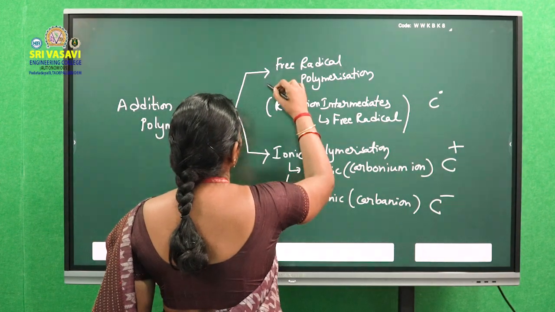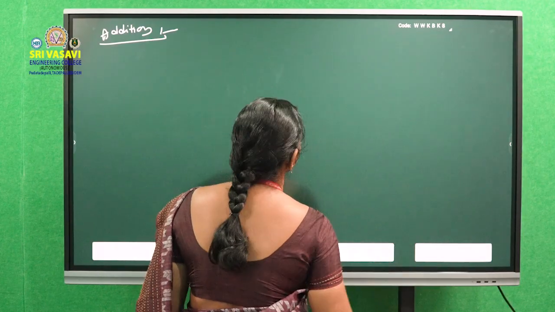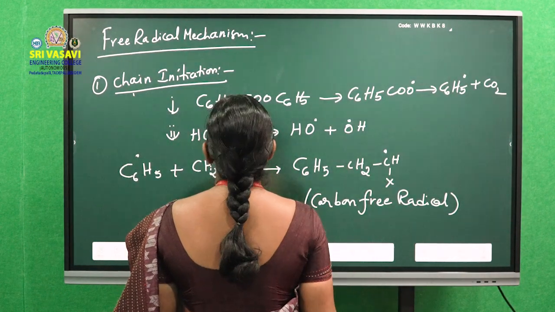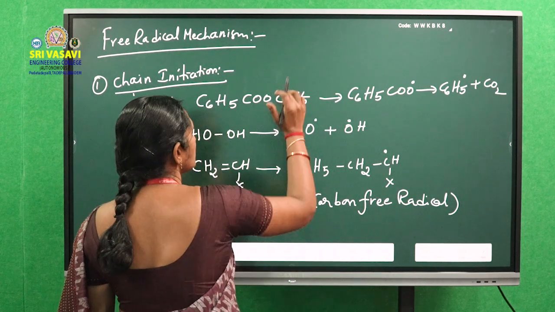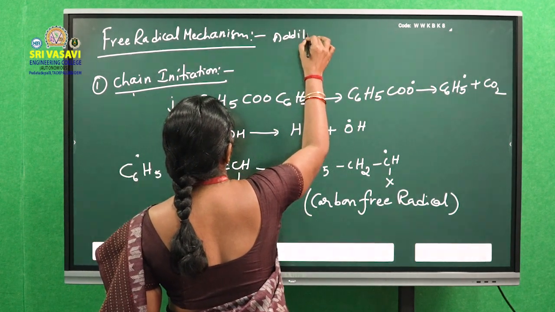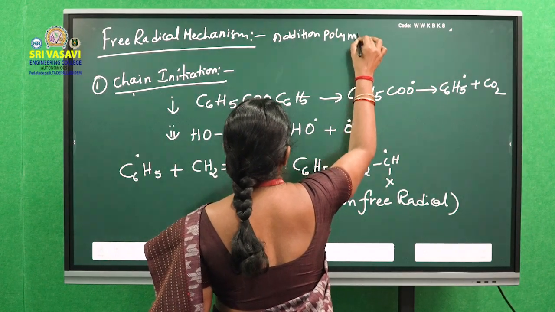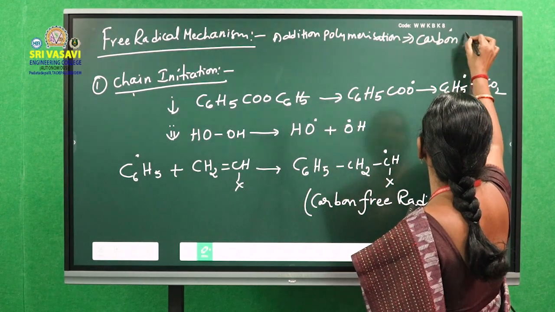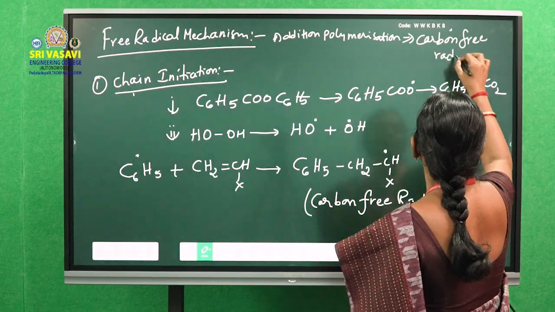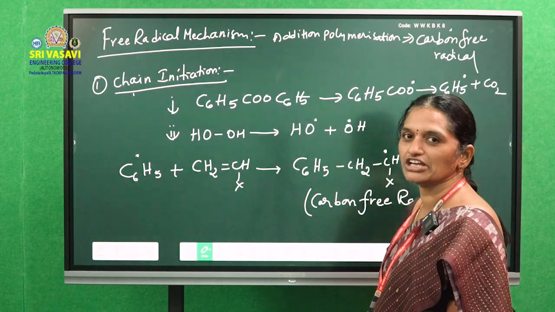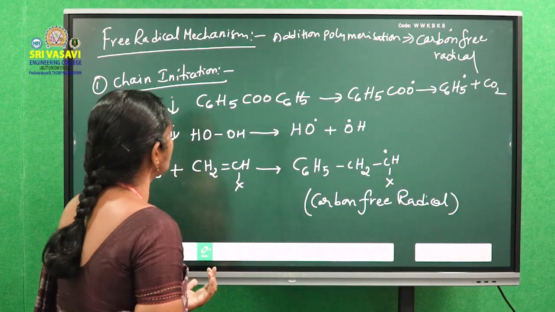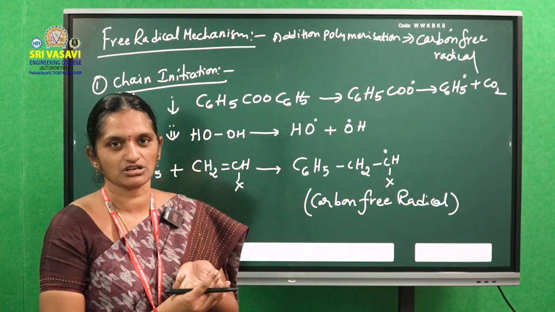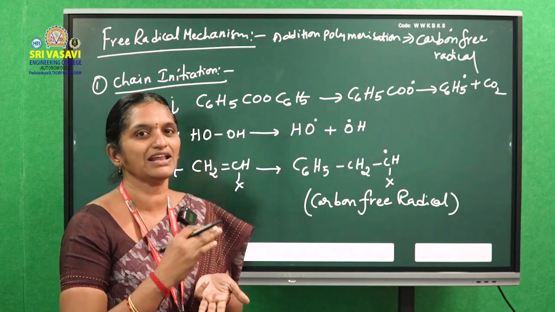Now let us talk about free radical addition polymerization. What is free radical addition polymerization? If the addition polymerization is carried out by a carbon free radical, then it is called free radical addition polymerization. As I said, it follows three mechanisms: chain initiation, chain propagation, and chain termination. And for any addition polymerization, we need an initiator.